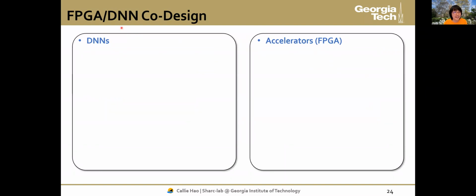So what exactly are we gonna do, and how do we do this FPGA DNN Co-Design? Let's see. The key is to find the something in the middle, right? And how do we find that? So we have two parts. We have to design a DNN, and we have to design an accelerator on FPGA.